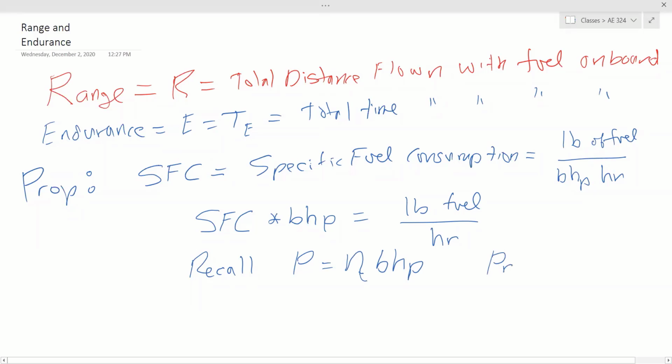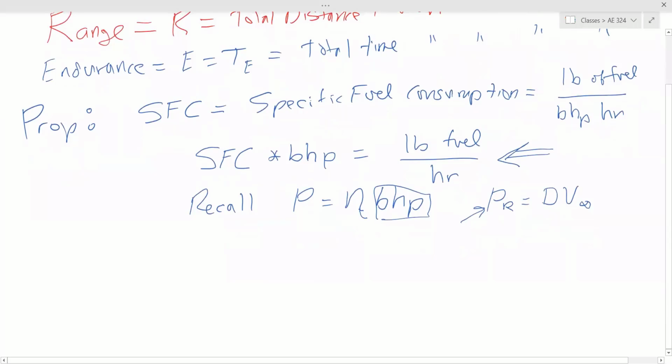And also remember that the power required, which is what we'll be running the engine at to get the right power, is the drag times V infinity. So to get the endurance, we'll invert this and then substitute in for the brake horsepower in terms of the power required. So really, it's just a matter of looking at the units on this specific fuel consumption and figuring out how many hours we can fly per pound of fuel, getting the specific power that we need from the engine.